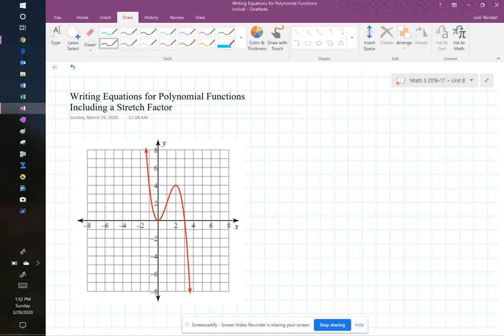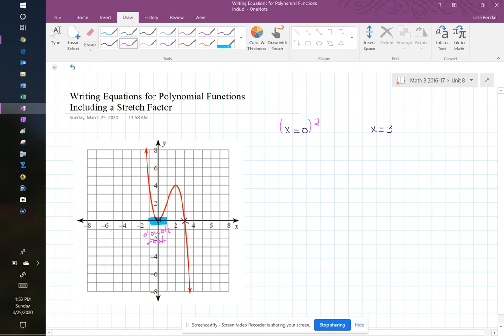So today we're going to look at writing the equations of polynomial functions, including a stretch factor. The first thing that we want to remember is we want to first look for our x-intercepts. So we have an x-intercept at 0, and we have an x-intercept at 3. Before we even get started, we've got to remember that this is a different kind of x-intercept here. This is called a double root. So down here we have a double root. That double root means that it bounces. So whatever factor we get there, we're going to have to square.